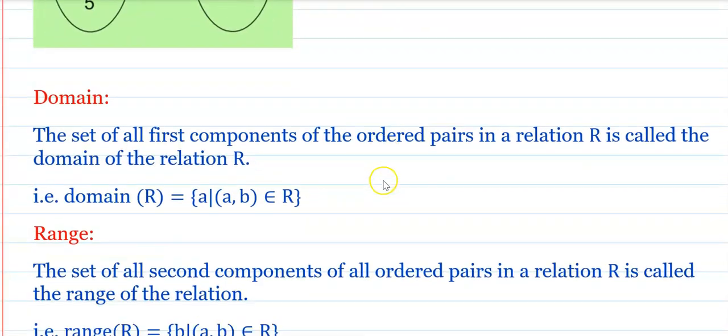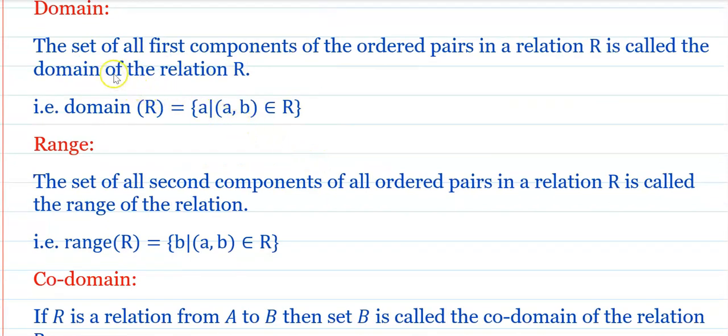Now the domain. The set of all first components of ordered pairs in a relation R is called the domain of the relation capital R. It's called the domain, and we can define it like this: the set of all a such that (a, b) belongs to the set of real numbers.